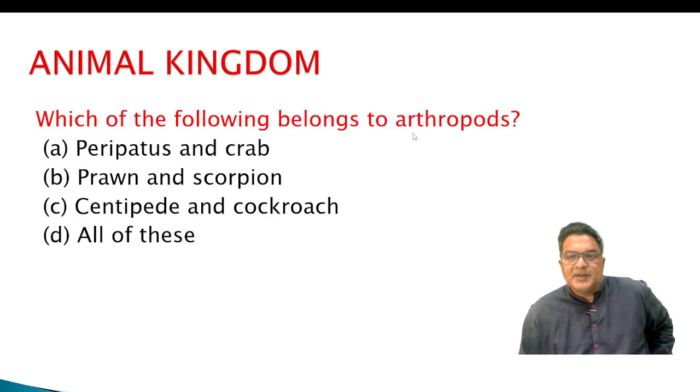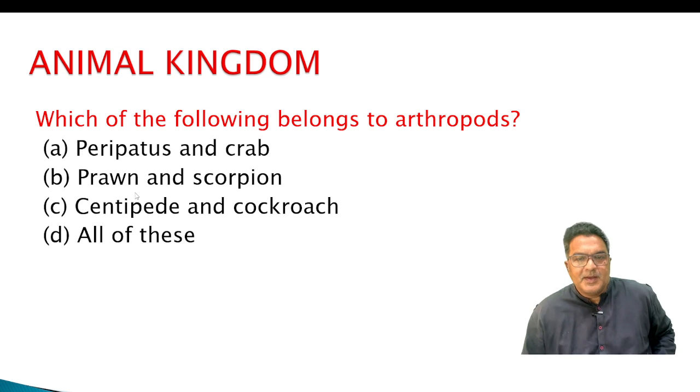Which of the following belongs to arthropods? Peripatus and crab, prawn and scorpion, centipede and cockroach. All of these.